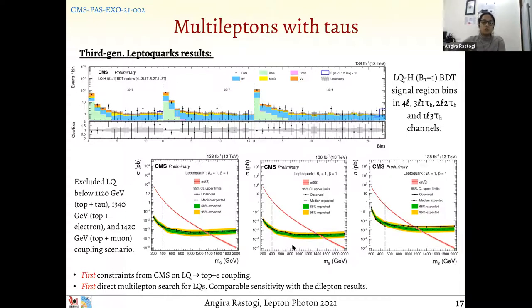So for the leptoquark to top e decay, these are the first results from CMS. And in general, these are the first direct results from a multi-lepton search for leptoquarks. They are not the best constraints, but still very competitive with the dilepton searches.